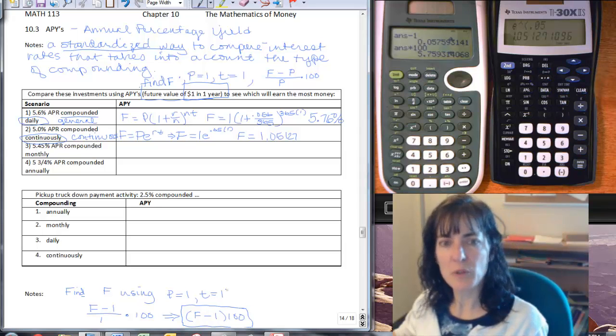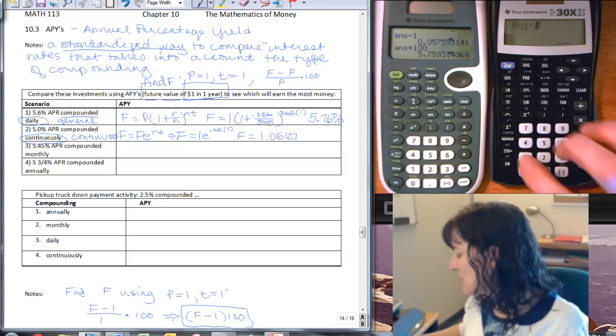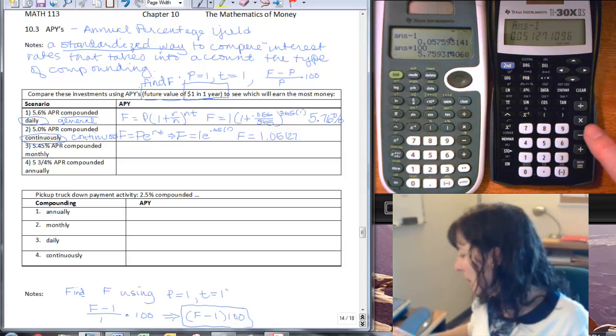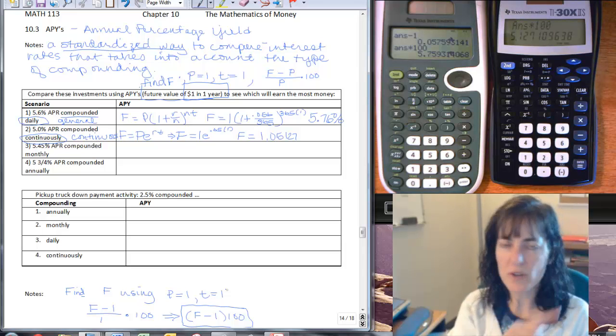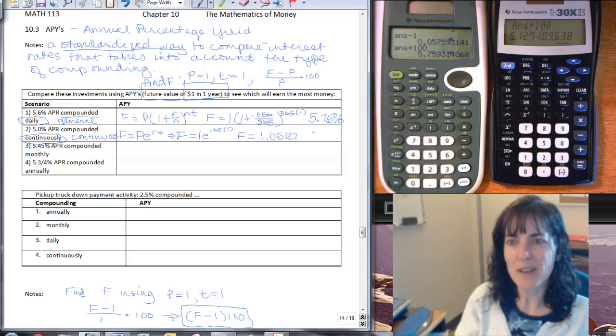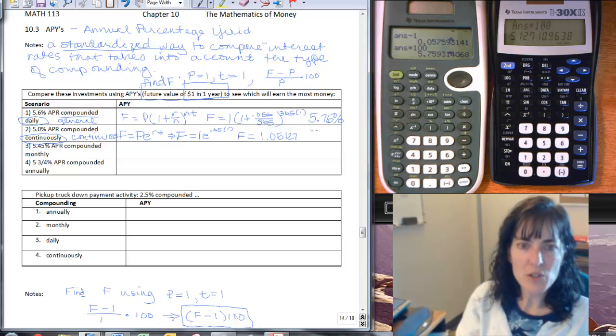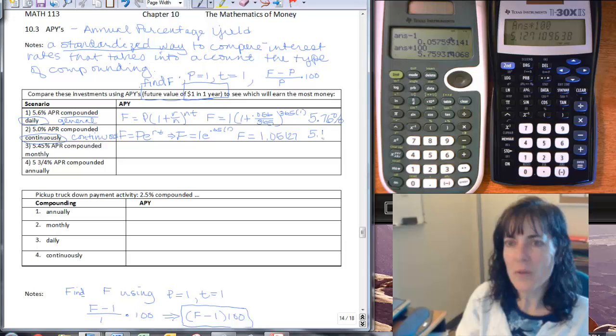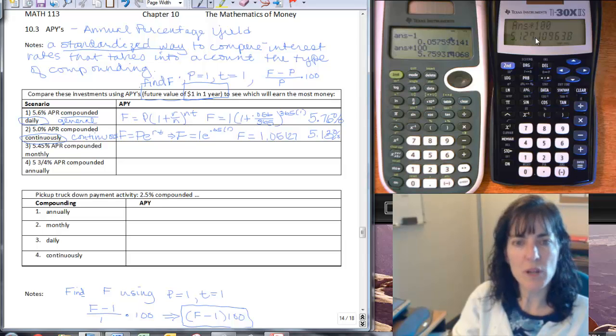And remember, the next thing I have to do is subtract 1 and then multiply by 100. So minus 1 equals, and then times 100. You can, of course, just move your decimal 2 places to the right for the times 100, but I'm just showing it on the calculator. And that comes to 5.13%, because I want to round to this position, but I have a 7 following. That's 5 or greater, so I have to bump it up to a 3 from being a 2. So 5.13%.